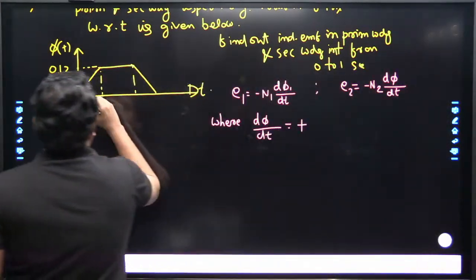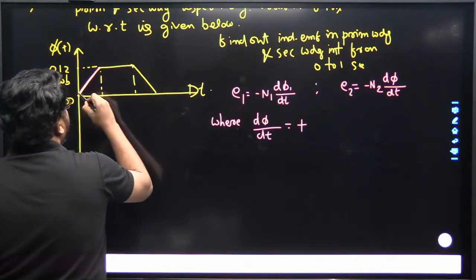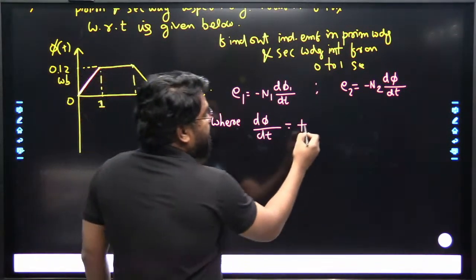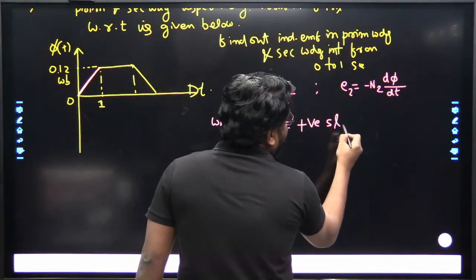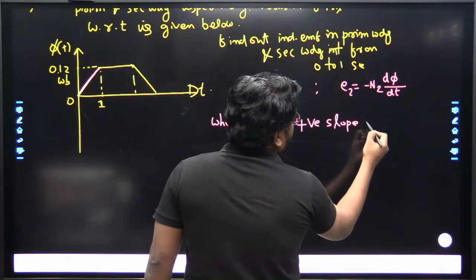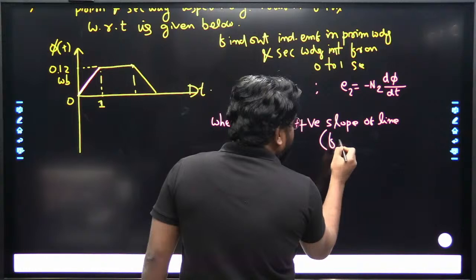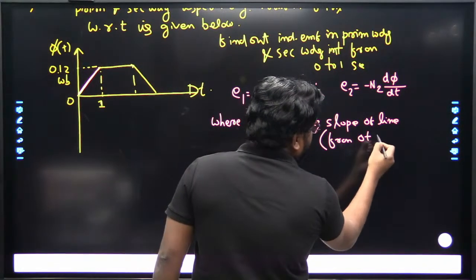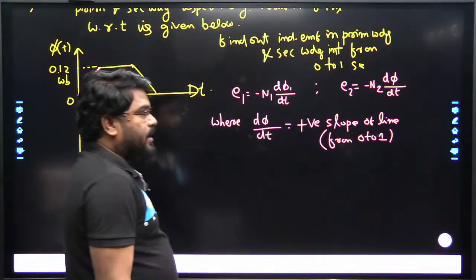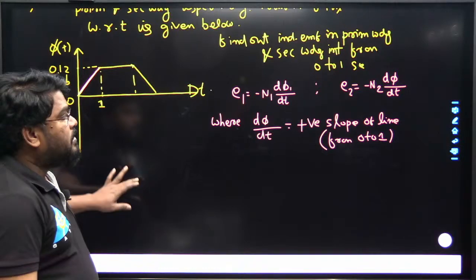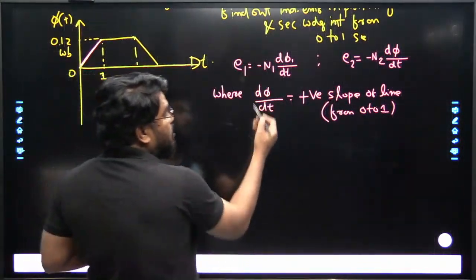Positive slope, progressively increasing. So that's why you can say the slope of the line, from 0 to 1 interval, is a positive slope. So let us calculate the positive slope of the line here.